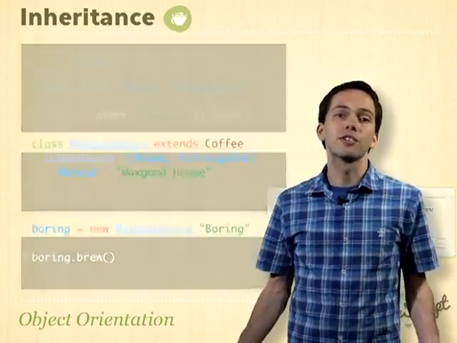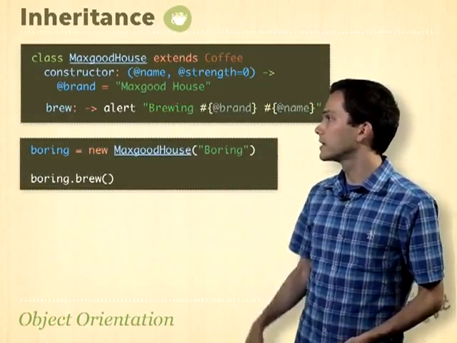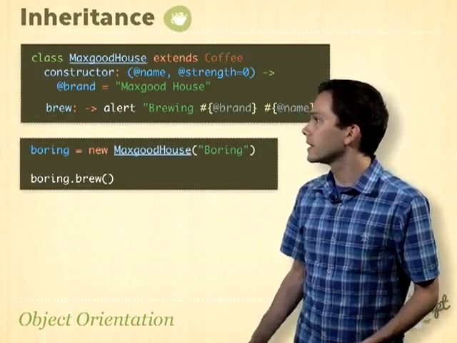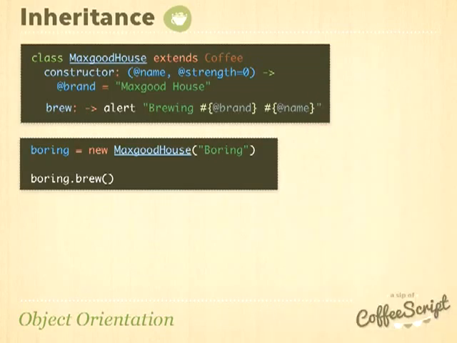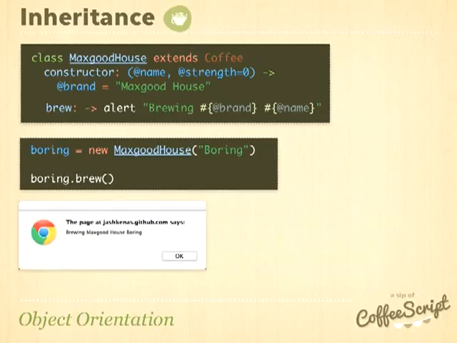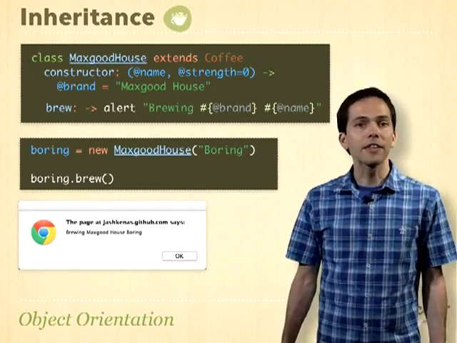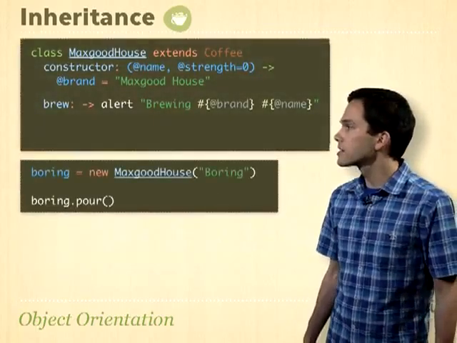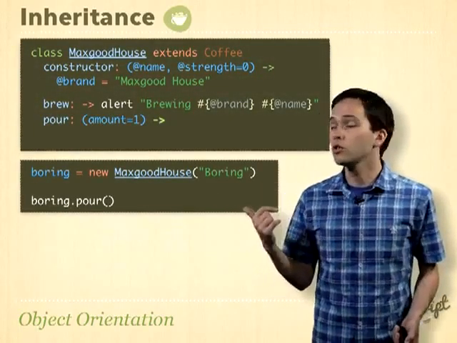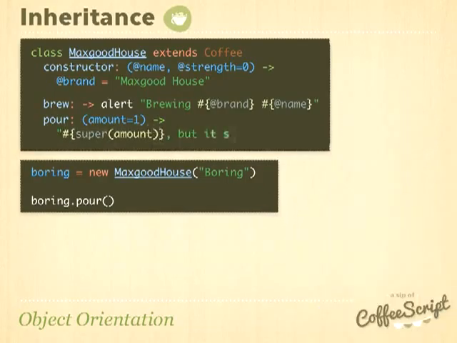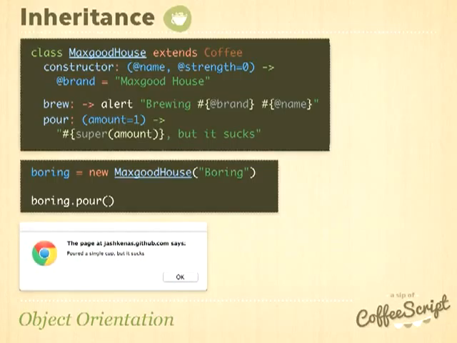We can also override functions in our parent class just by declaring them like so. So in this case, if I instantiate this object and call brew, it's going to print brewing Max Goodhouse boring. Another thing that we can do when we're overriding functions, if we want to call the function from the parent class, we can use the keyword super. So in this case, we're calling super amount, but it sucks. And then when we call that pour function, it's going to print out pouring a single cup, but it sucks.